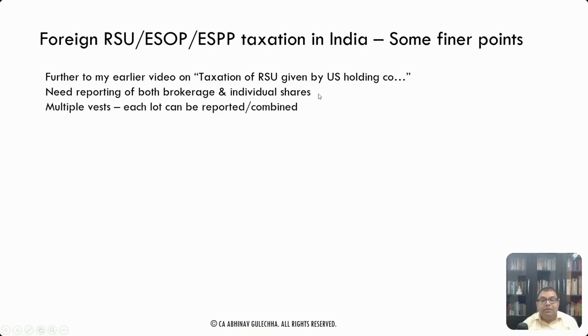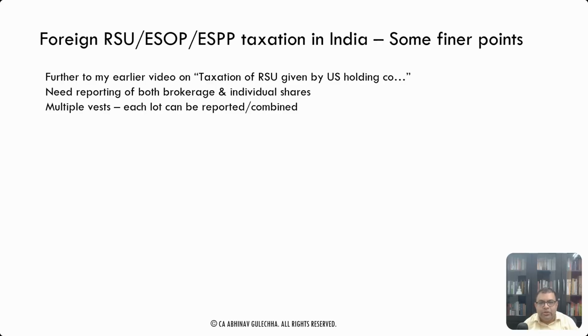Now, multiple vests. What happens in case the RSU vesting happens multiple times during the year? That means from January to December there have been, say, four vestings. Technically, you need to report each vesting as a separate lot, because there are also columns for the initial value of the investment and many other columns. There is no clear guidance available from the income tax department on how they need to be reported. You can report individual line item wise vesting, or you can combine it and report. The main thing to understand here is that this is a disclosure schedule.